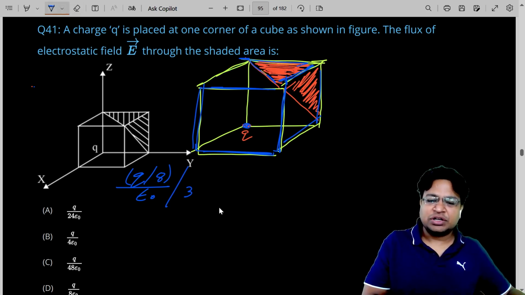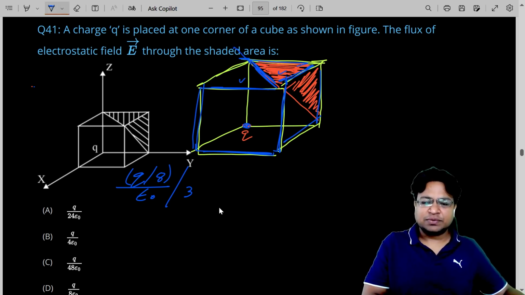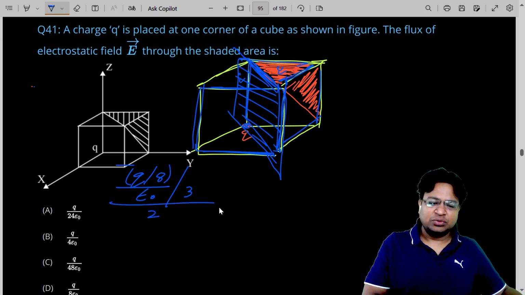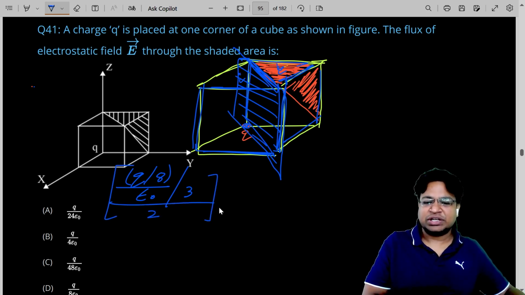from this surface also, it is equally divided into two halves. From this one and this one, these situations are because this would be a symmetry plane. This would be a symmetry plane for this. This would be a symmetry plane. Therefore, this area and this area are identical. So this is again divided by two. And then we have two such areas, this one and this one.